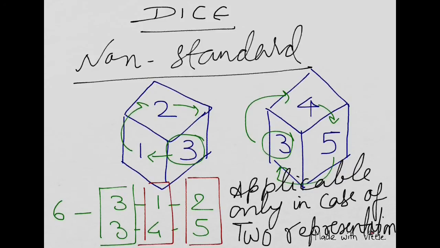The one important thing about whatever I have taught you is that it is applicable only in the case of two representations. So when two representations are given, use this property and all the time you will get a correct answer.